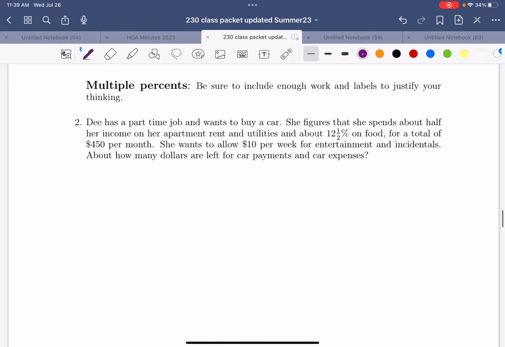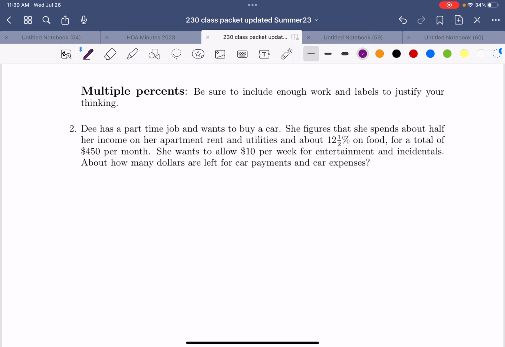The next one is multiple percents. Multiple percents refers to problems where you just have a lot of things going on. Usually you're going to have lots of things in your categories, not just one or two or three. And you might have to combine things or separate them depending on what's going on in a second chart. So it's going to look something like this.